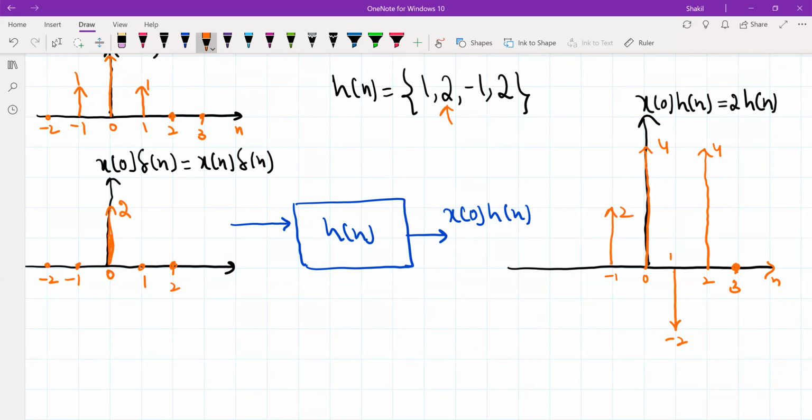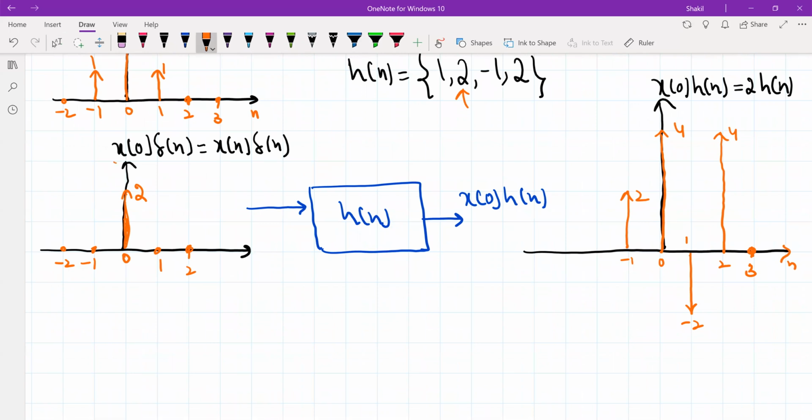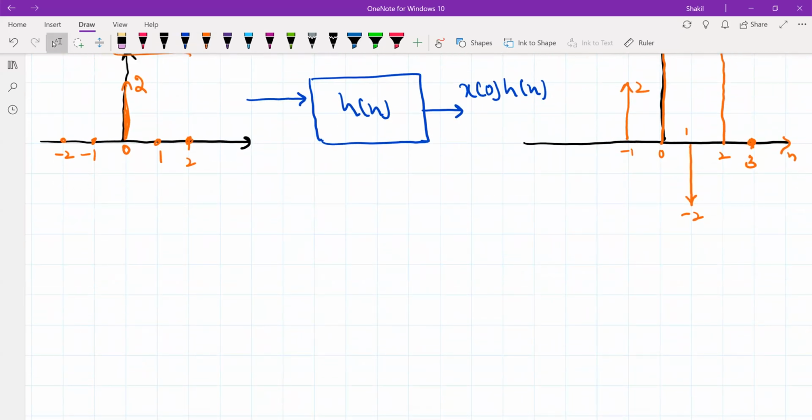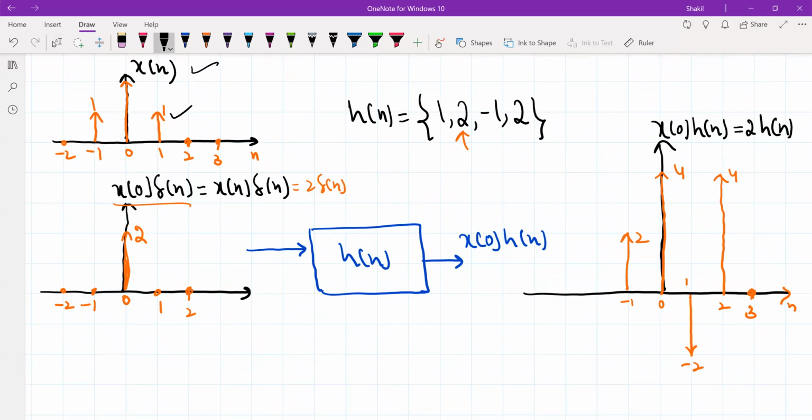So this is the output when the input to the system is x naught delta n, which is simply 2 times delta n. So if the input is 2 times delta n, the output is 2 times h of n. So the corresponding output is 2 times h of n. Now what we do, we will apply this as the input to the system.